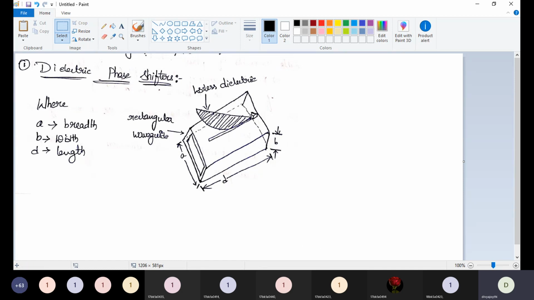The next type that we have is the rotary vane phase shifter. The second type that we have is the rotary vane phase shifter. Screen of that particular diagram.